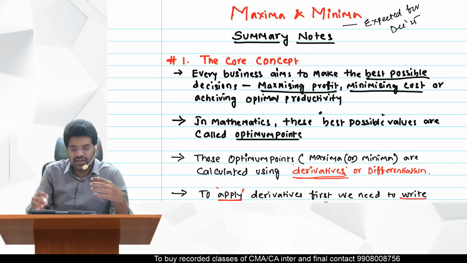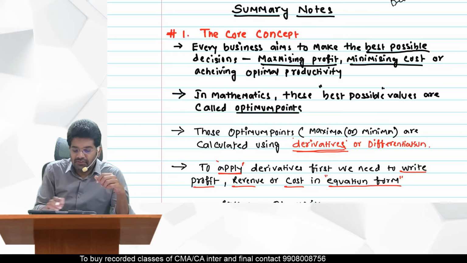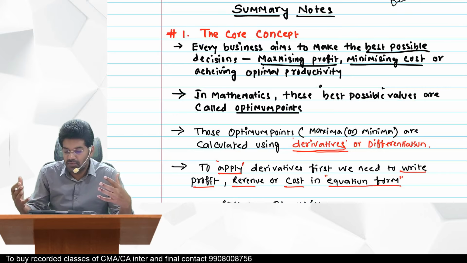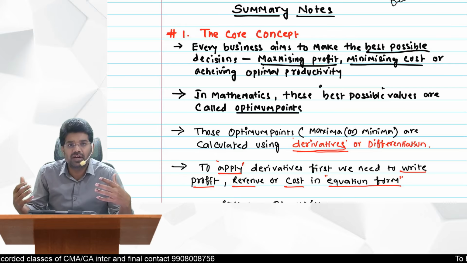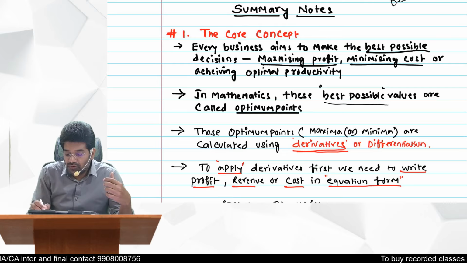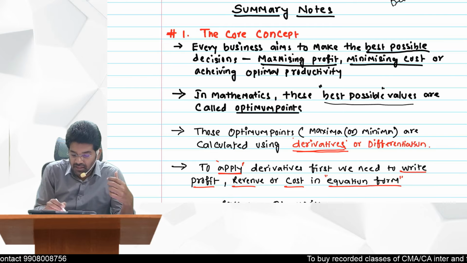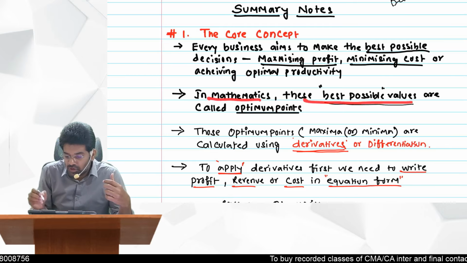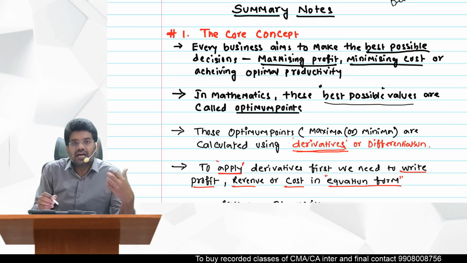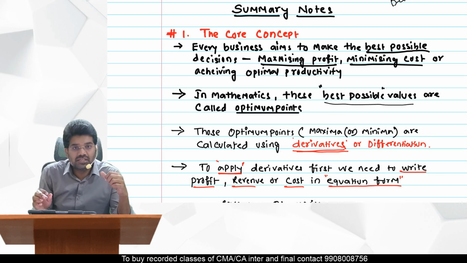First, let us just read the core idea behind this particular chapter. Every business aims to make the best possible decisions, that is maximizing profit, minimizing cost, or achieving optimal productivity. In mathematics, and this is the important sentence here, these best possible values are called optimum points. That is highest profit or minimum cost. These are called optimum points.